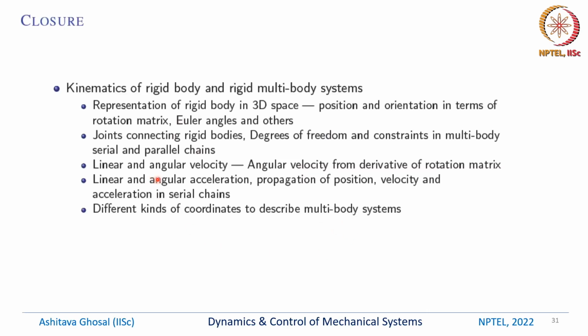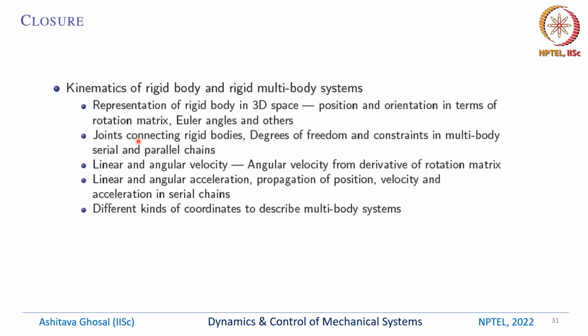So in this course, although it is called dynamics and control of mechanical systems, kinematics also plays a very important role. So we started with kinematics of rigid bodies and multi-body systems. We looked at the representation of a rigid body in 3D space, the position and orientation in terms of rotation matrices, Euler angles, Euler parameters, quaternions, and many other ways. And we showed how each of these representations can be converted from one to the other.